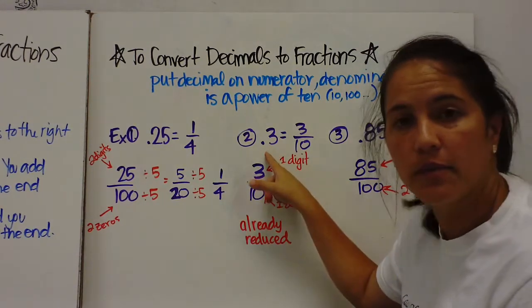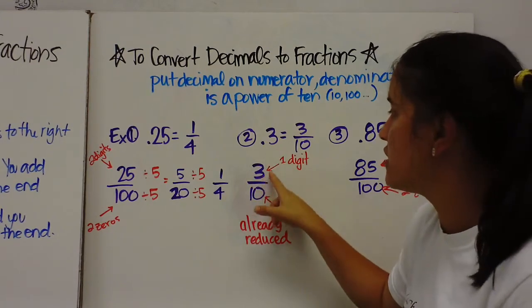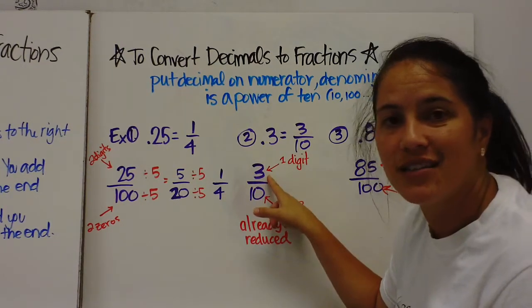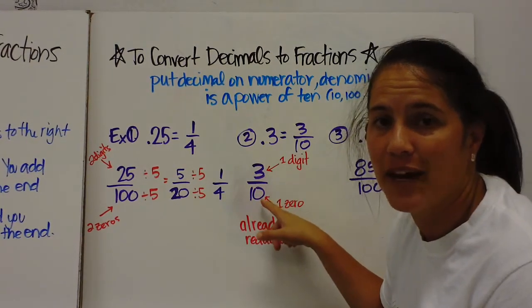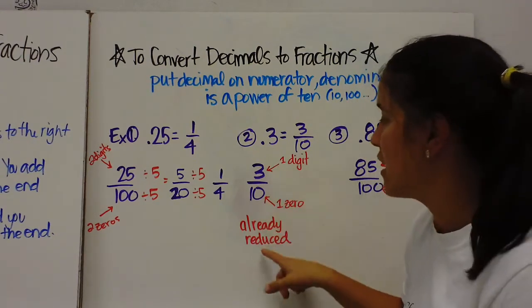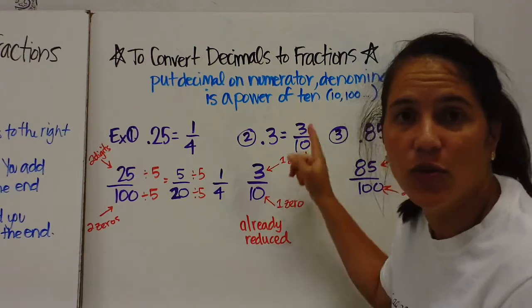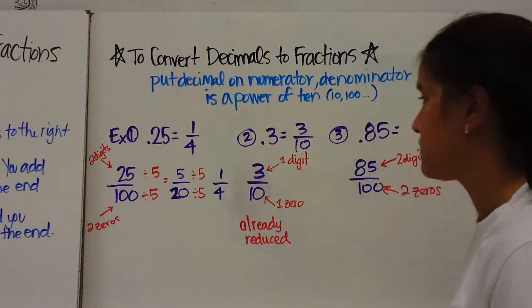Example 2, 0.3. You put the 3 on top, and because that's 1 digit, you add 1 zero to make it 10, 3/10. It's already simplified, so 3/10 is our answer.